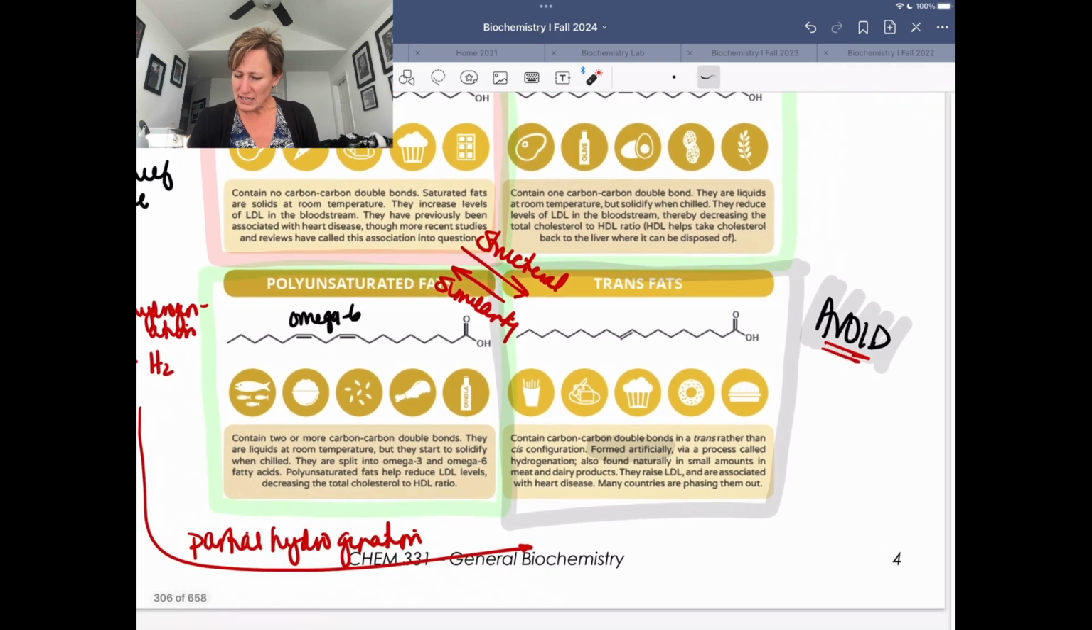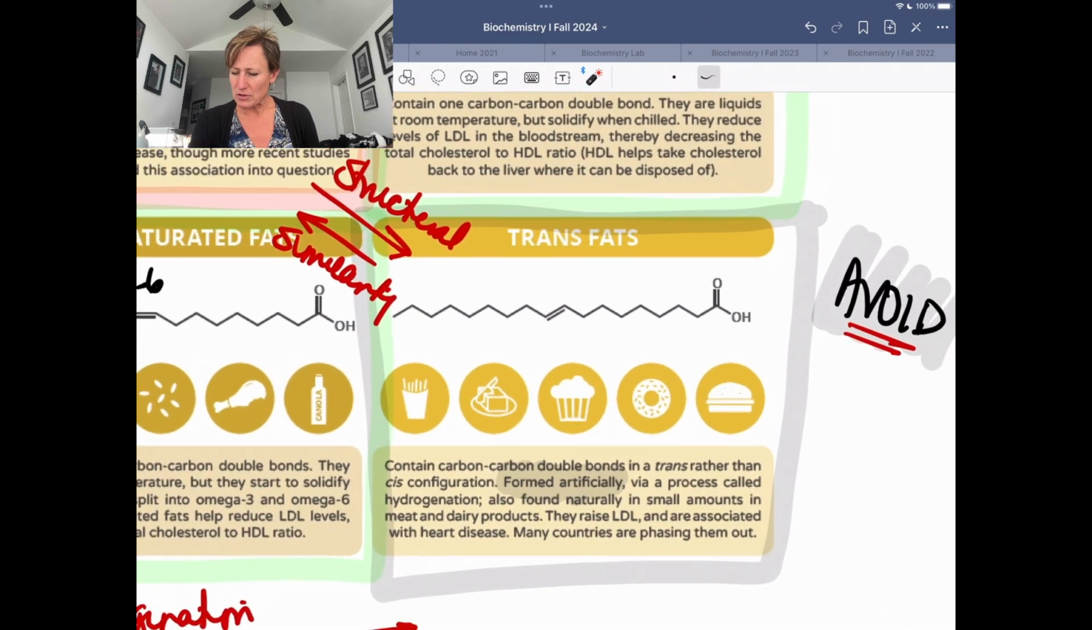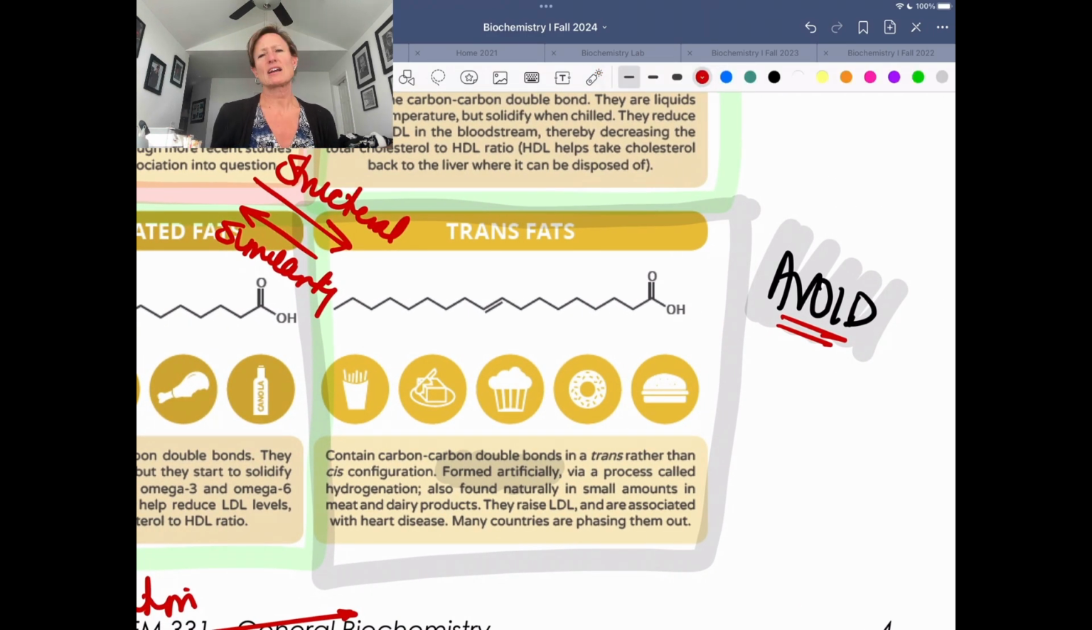All right, so here's some of the things that are problematic with that. We will take a deeper dive next semester and we will understand when we learn about the metabolism of fatty acids why having a double bond in the trans configuration can be problematic. Okay, but they highlight here that there are significant concerns with heart disease. So we'll sort of understand that piece.